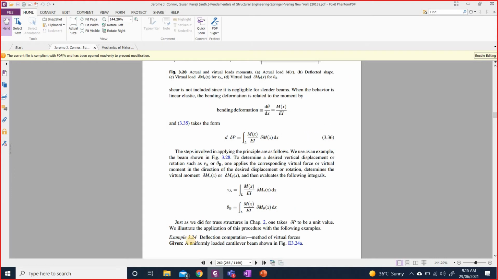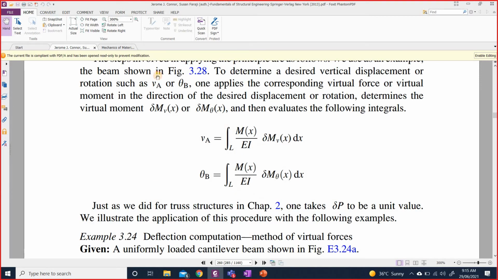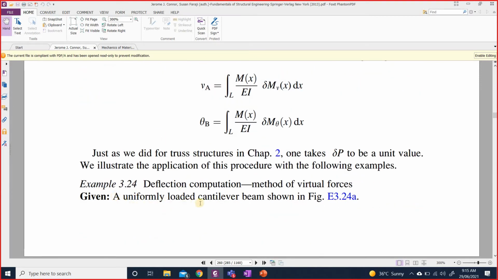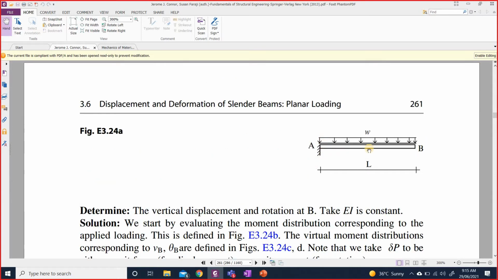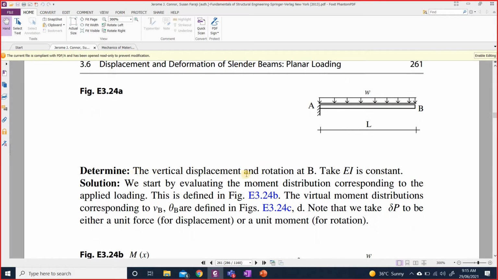So this is example 3.24, deflection computation by method of virtual forces. We are given a uniformly loaded cantilever beam shown on the next page. Second, uniformly loaded cantilever beam. And what are we required to determine? The vertical displacement and rotation at the same point, B. And you're given that you can take EI as a constant.